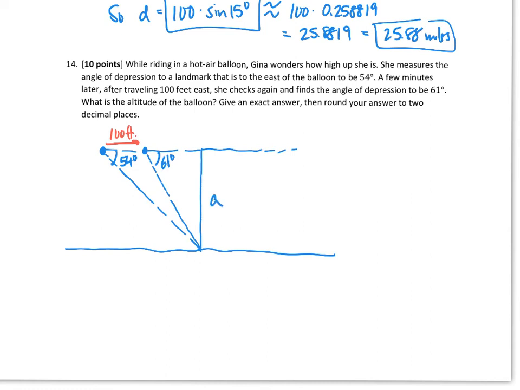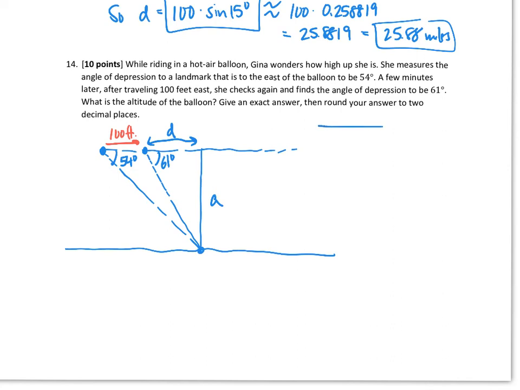So let's call A the altitude. Now, the other distance that we don't know is the distance from her position to that landmark. So maybe I'll call that distance D. So we actually have two variables in this problem. A is the one we really want to figure out, but D is also something that we're going to need to be thinking about. And we've got two triangles.